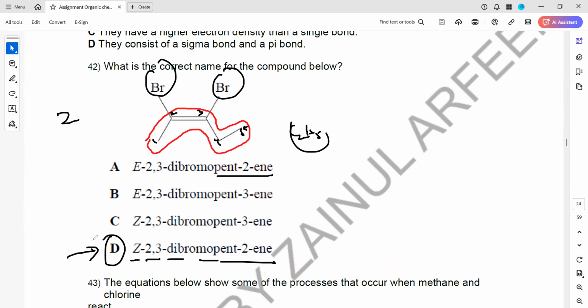Because when we compare the heavy groups, we compare the masses. Here, this is CH3, the mass will be 15, but bromine is 80. When we compare C2H5, the mass will be 29 here and the mass will be 80. So the heavy groups are attached on the same side. That's why it will be Z. And at the second and third positions, we have bromine. And at the second position, we have a double bond. So it is Z-2,3-dibromopent-2-ene. Is it clear? Any discussion?